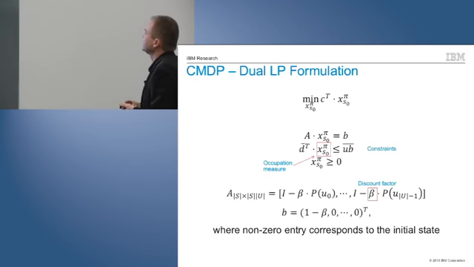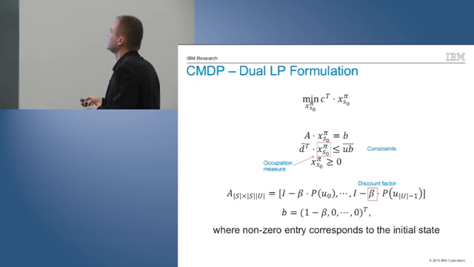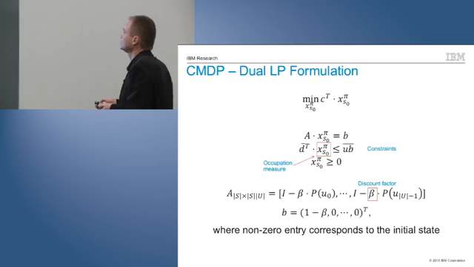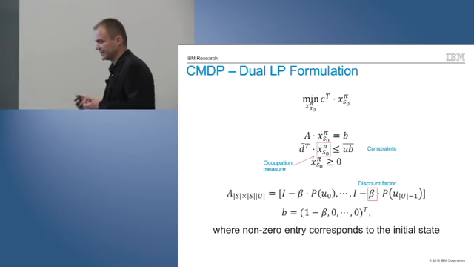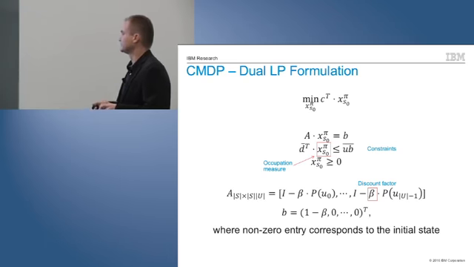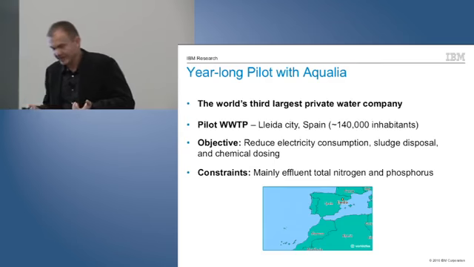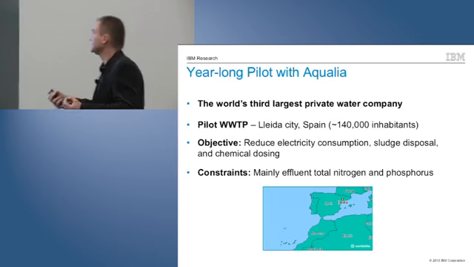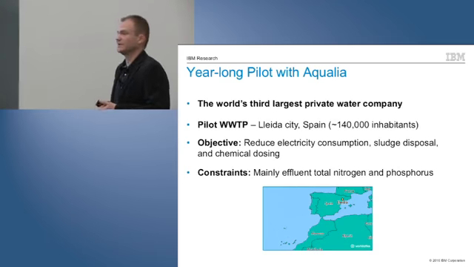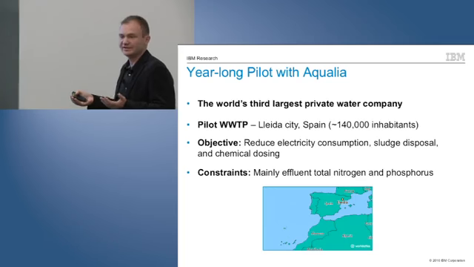Now we can define a linear program. This objective is the inner product of a vector of occupation measure and the vector of immediate cost. There is a set of constraints related to the transition probability matrices, where the right-hand side is just the initial state distribution, and there is a set of constraints related to regulatory constraints. That's it. At this stage, we have all pieces of the puzzle together, and we were ready to go to the plant and check how good our technology is.